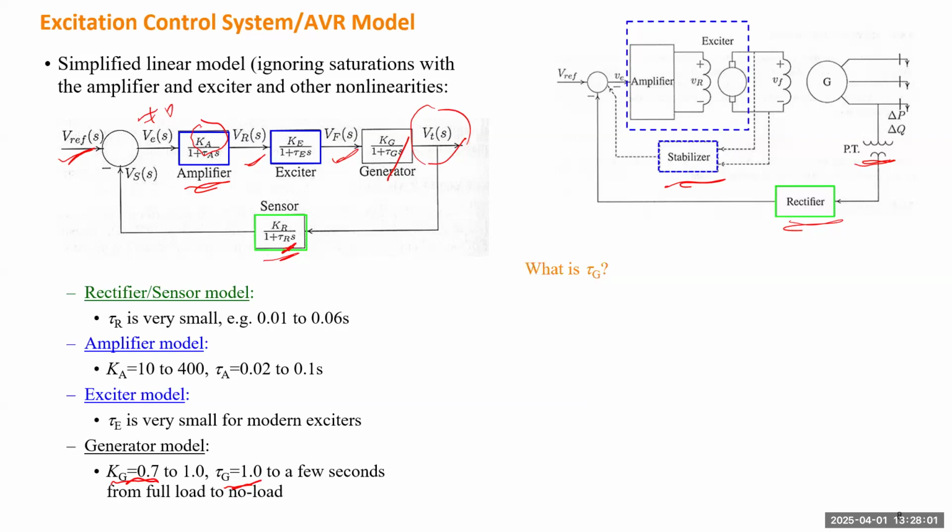So let me ask the question, what is tau G? Based on what you have learned in the generator modeling section, we have a very detailed model of a synchronous generator, right? We start from the transient, subtransient dynamic and steady state, and we introduce many different time constants, EQ and DS. So what is tau G?